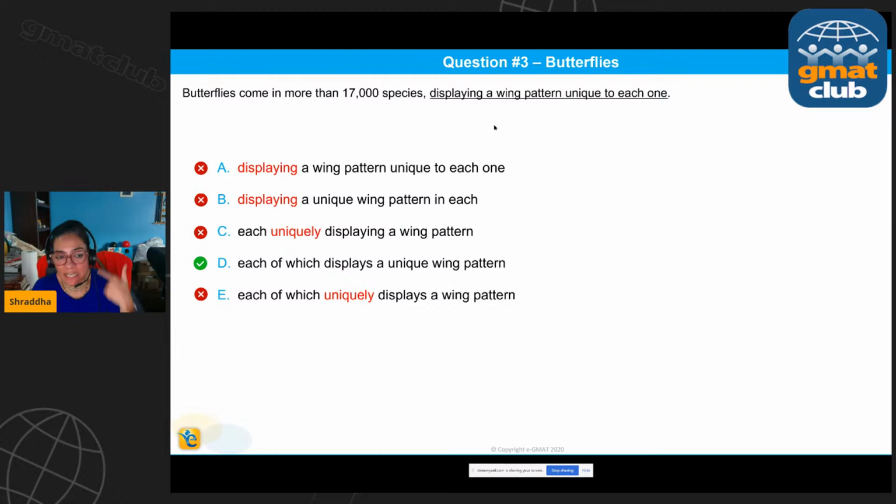The sentence is presenting wrong meaning because, now this is my second step, the grammar used in the sentence is not right. I don't want an action modifier in this sentence. I want a modifier for more than 17,000 species, because the unique wing pattern should be talking about the characteristics of each and every species.